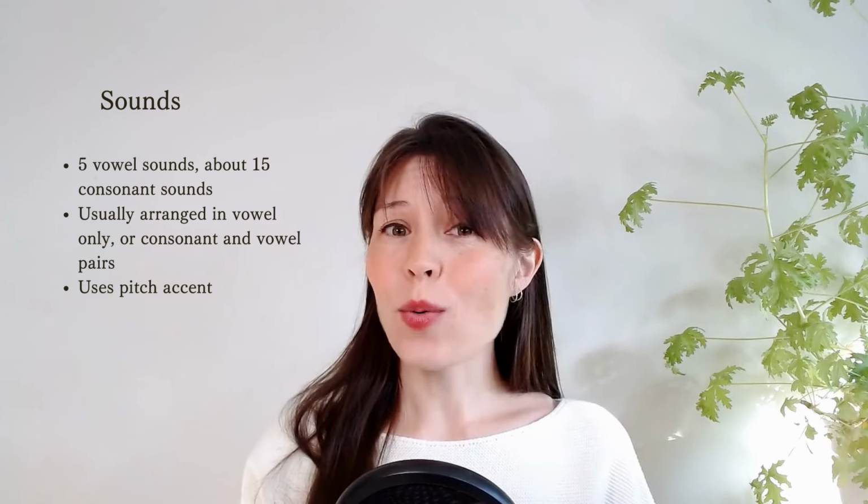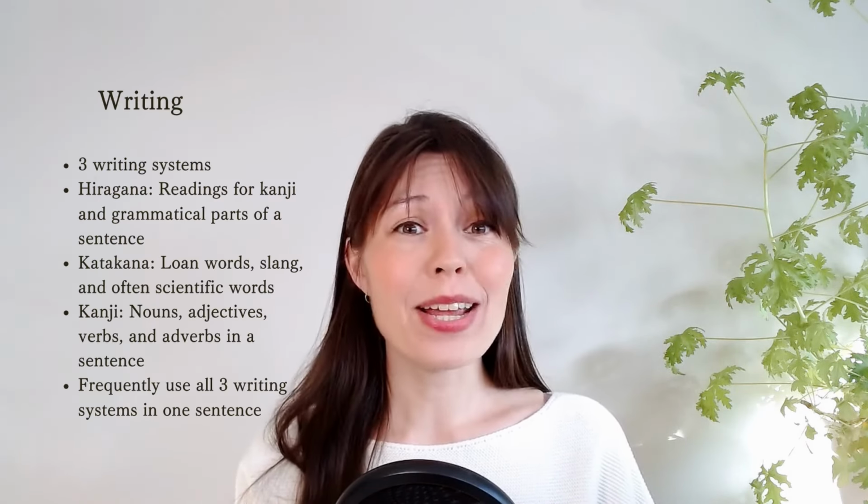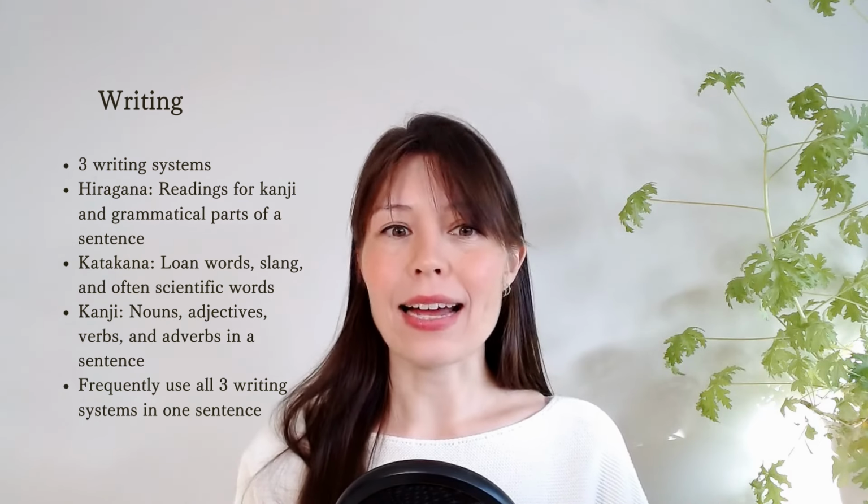That may have been a little bit of a whirlwind, but let's summarize what we just talked about. First, sounds. There are 5 vowel sounds and about 15 consonant sounds. They're almost always arranged in vowel only or consonant and vowel pairs. Japanese has what's called pitch accent to help differentiate meaning between words that would otherwise sound the same. Next, writing. There are 3 writing systems. They are called hiragana, katakana, and kanji.